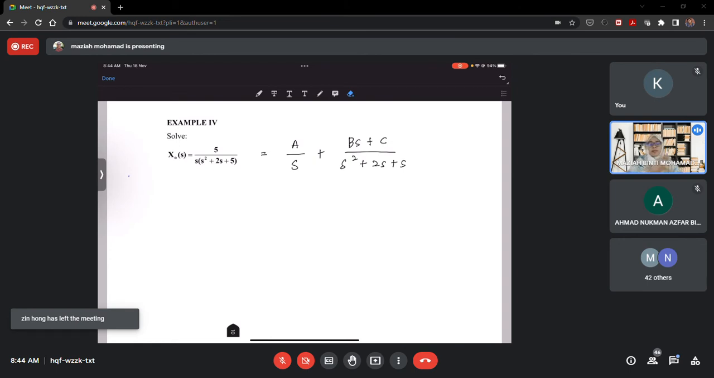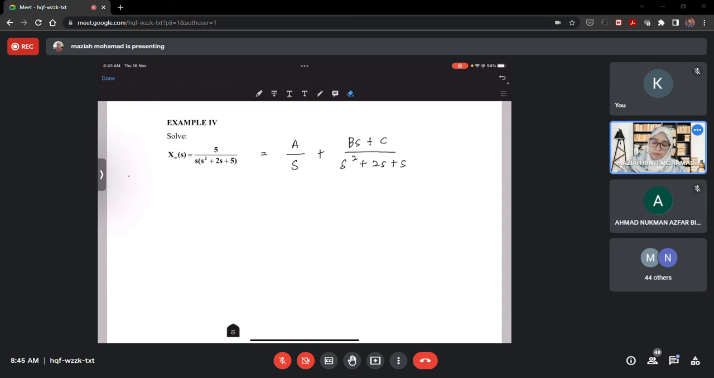Alright, since this is not the same form as the remainder theorem, which needs s minus or plus something at the denominator, but now we have s square plus 2s plus 5, we cannot use the remainder theorem to solve for A, B and C. If you use the remainder theorem, you only have 2 equations but 3 unknowns. So here we're going to use, I'm not sure of the name of the method, but it's by comparing the left side to the right side.